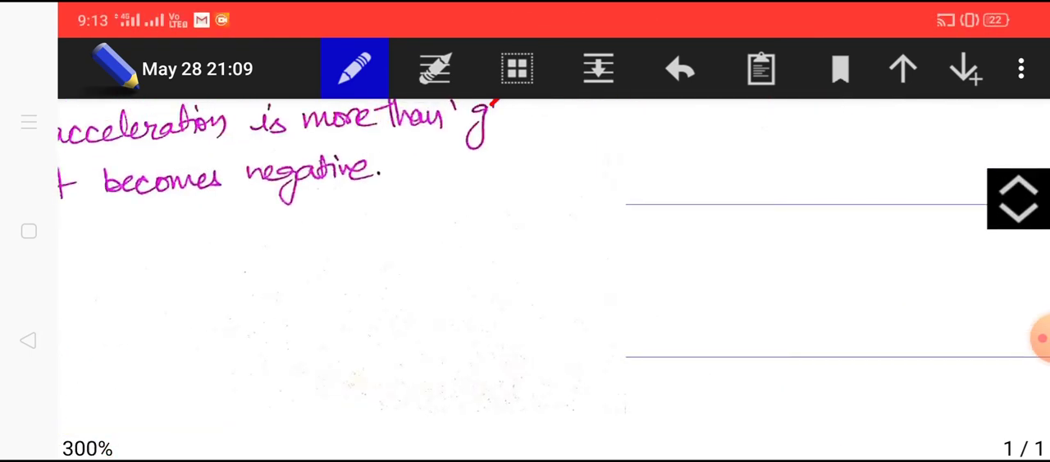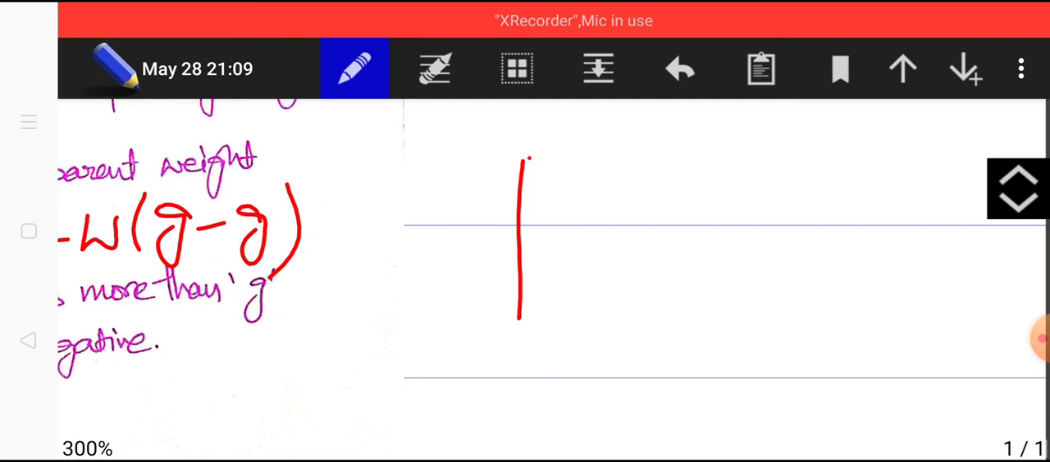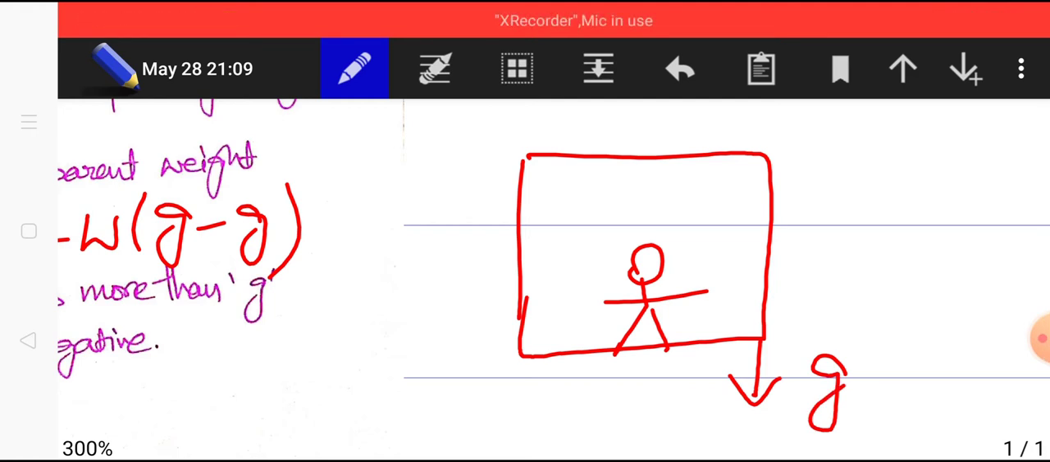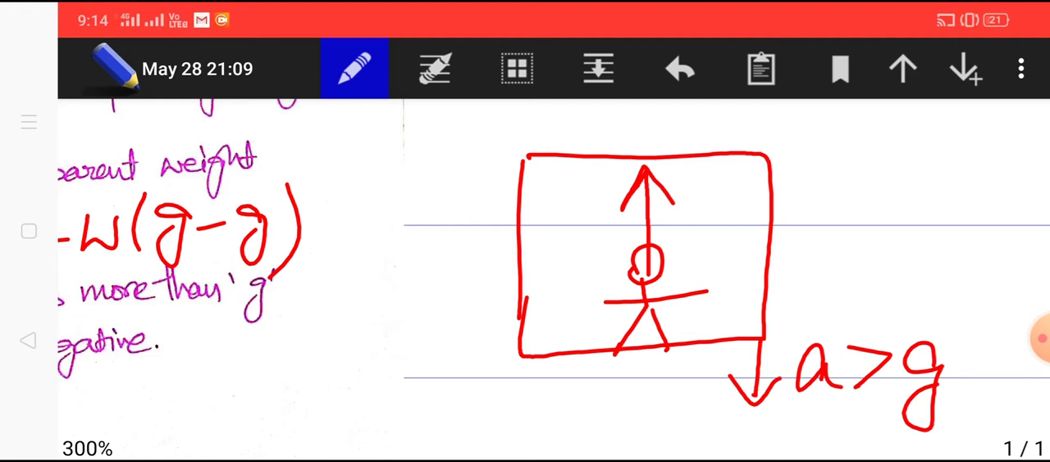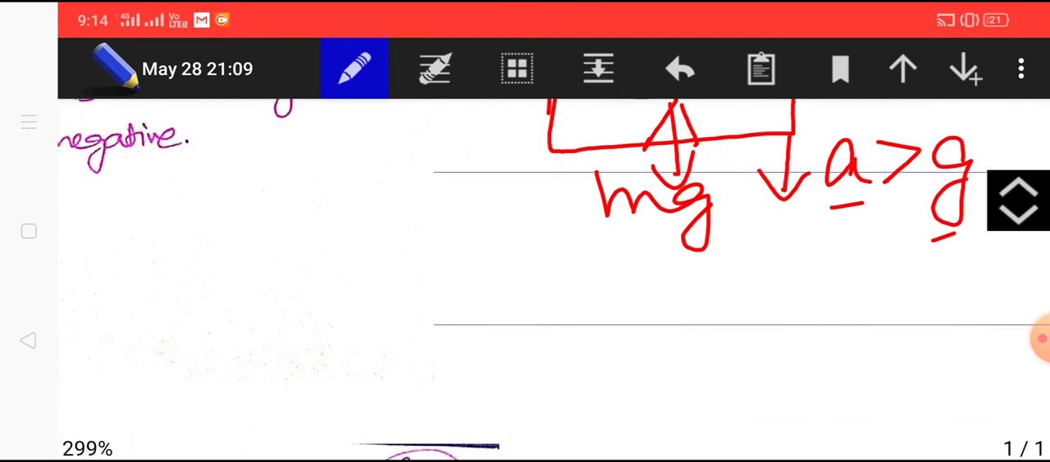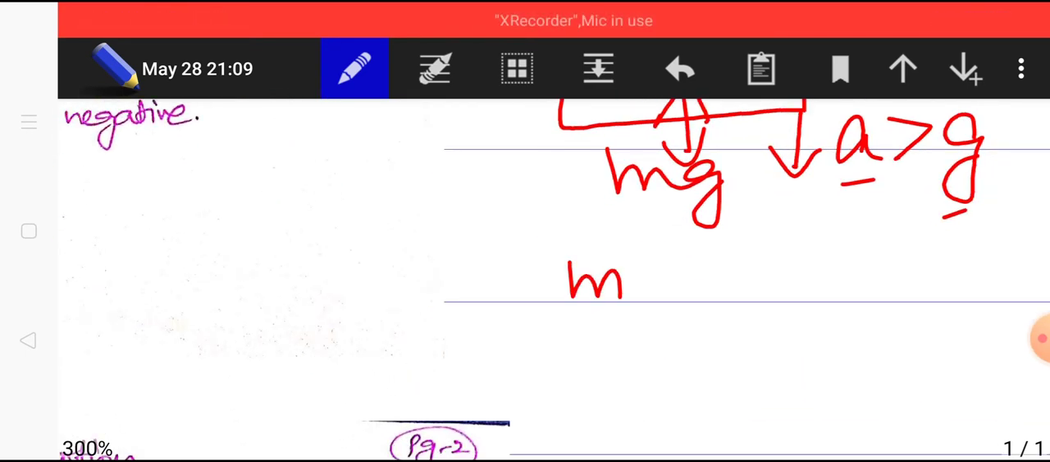Let me explain you this portion. Consider this is the lift and a person is here in the lift. If the lift is moving downward with an acceleration a which is greater than g, then person will experience a force in upward direction, and as weight is mg downward and ma force is in upward direction, as your a is greater than g, ma is greater than mg, and the person will feel a negative weight in upward direction m a minus g.